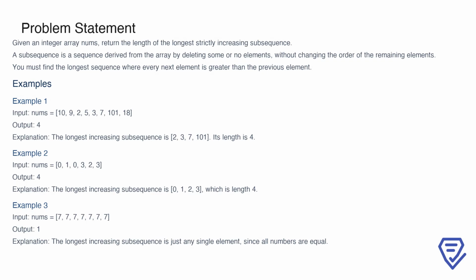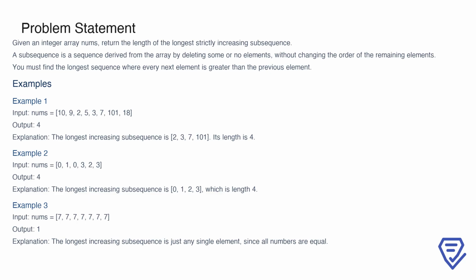For LeetCode problem number 300, we are given an integer array named nums. Our task is to find and return the length of the longest strictly increasing subsequence. A subsequence can skip elements, but the order must remain. Importantly, elements must be strictly greater than the previous to form the increasing sequence.